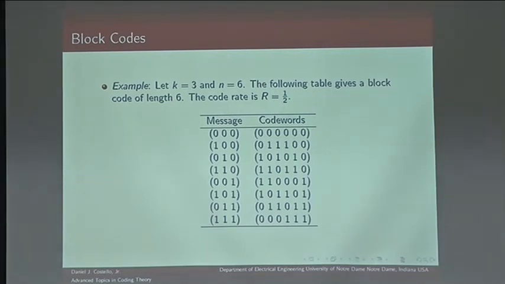Say k is equal to 3. So there are 8 messages, 2 cubed or 8 messages. These are the 8 different possible sequences. And if it's a rate 1/2 code or a rate 3/6, for example, then you assign a code word of length 6 to each message. Now there are 2 to the 6th or 64 different possible 6-bit sequences. So choosing the code is a matter of selecting 8 out of the 64 possibilities. You want to do that in a good way.